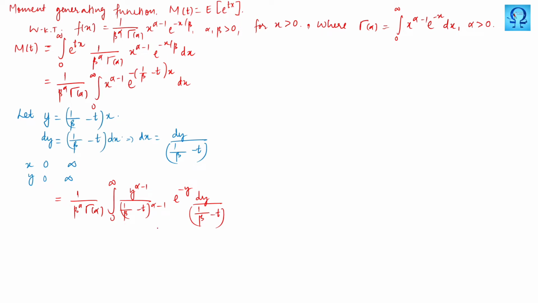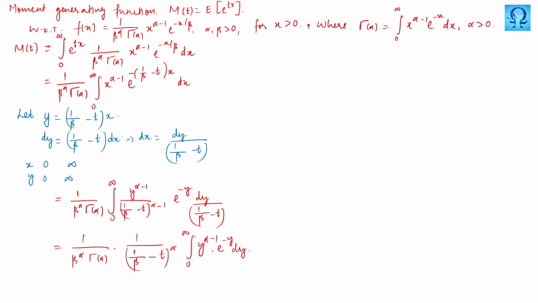Now the denominator quantity is a constant, so we take it outside. So 1 upon beta to the power alpha gamma of alpha, multiplied with 1 upon beta minus t to the power alpha, and the integral from 0 to infinity of y to the power alpha minus 1 e to the power minus y dy. This is what we have. You just compare this one with the definition of the gamma function.